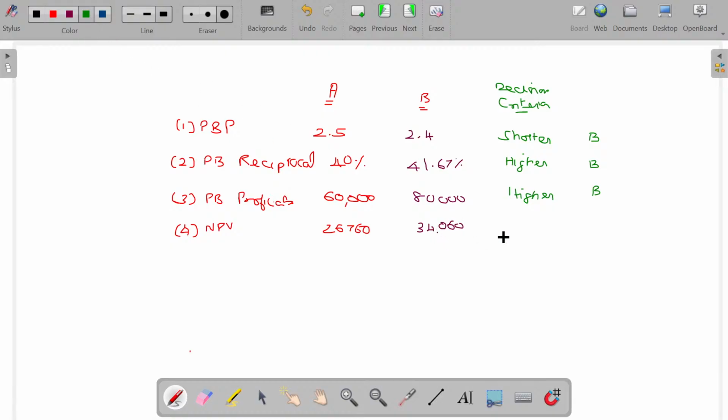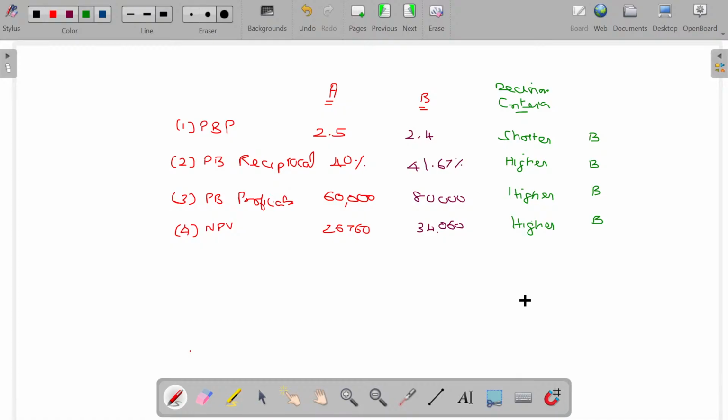Selection method is based on the highest one. In this case, B gives me more NPV, so we have to choose project B. That's the selection criteria for any project using the NPV appraisal technique. Clear?